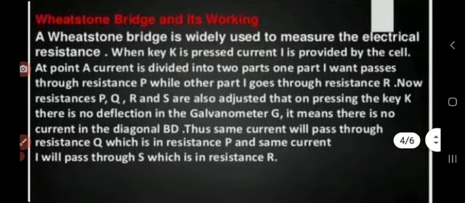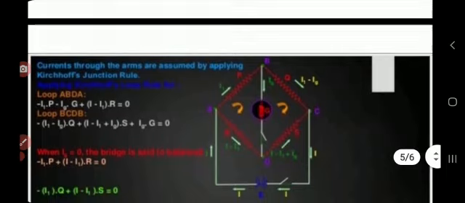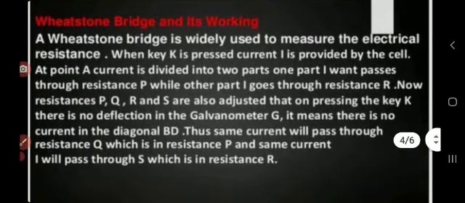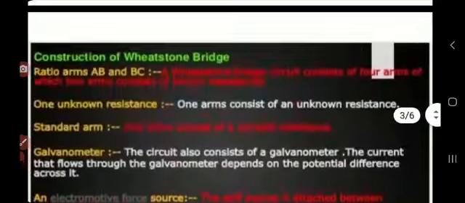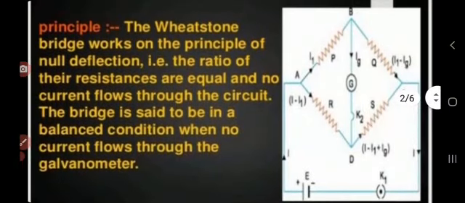Now we want to show you how it works. See, Wheatstone bridge is used to measure electrical resistance. When key is pressed, current starts flowing, and at point A it divides into two parts. I already told you, at point A it divides into two parts.